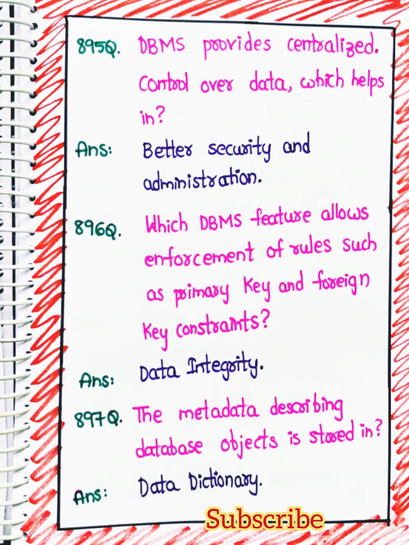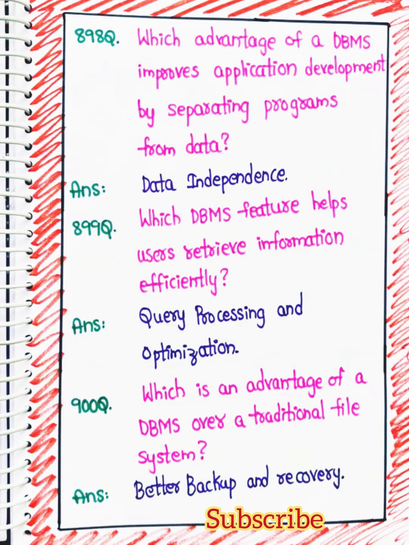Which DBMS feature allows enforcement of rules such as primary key and foreign key constraints? Data integrity. The metadata describing database objects is stored in data dictionary. Which advantage of a DBMS improves application development by separating programs from data? Data independence. Which DBMS feature helps users retrieve information efficiently? Query processing and optimization. Which is an advantage of a DBMS over a traditional file system?